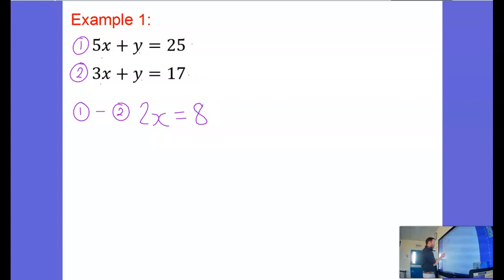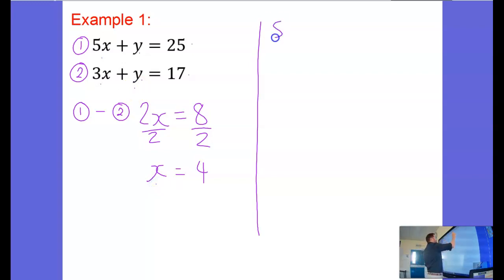Now I've got an equation I can solve. 2x equals 8. Let's divide by 2. And x equals 4. Now I'm not quite finished yet, because when I'm solving simultaneous equations, I need two values, an x and a y value. So my second step is to substitute. So first of all, we eliminate a variable to find one of them. Now we're going to substitute.